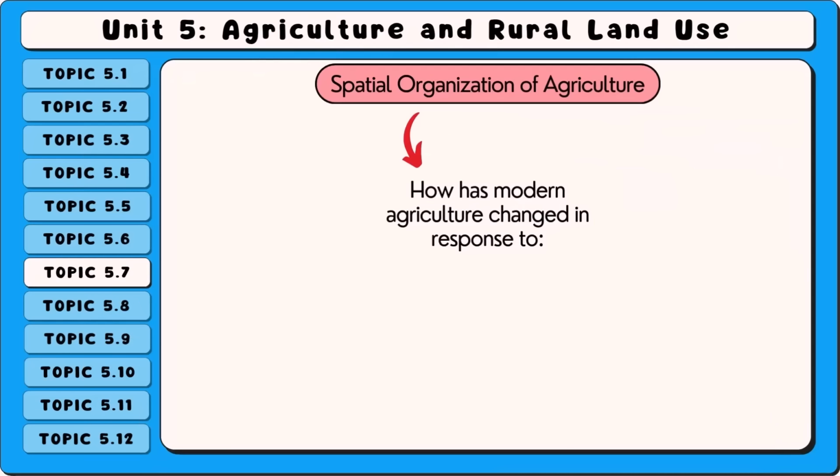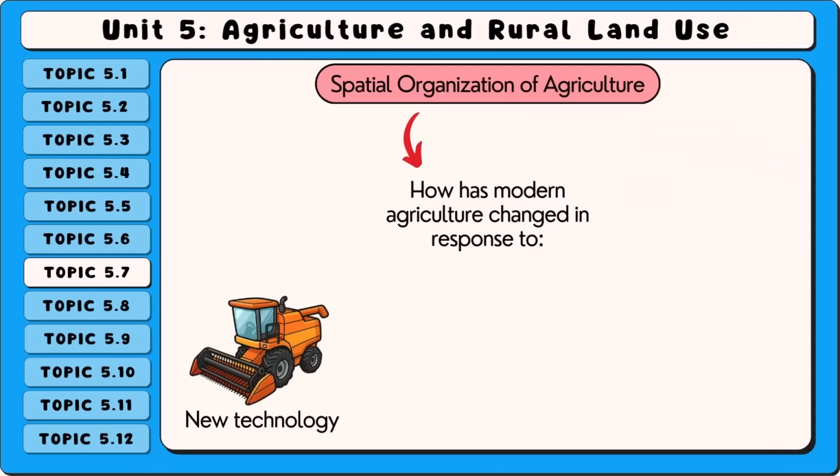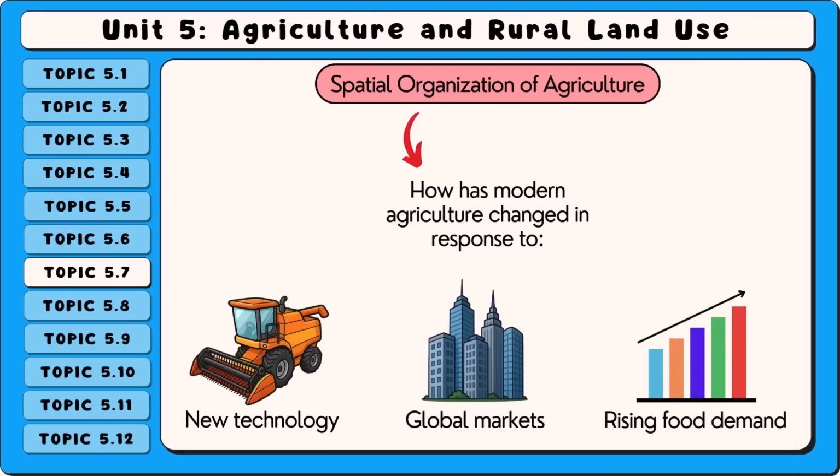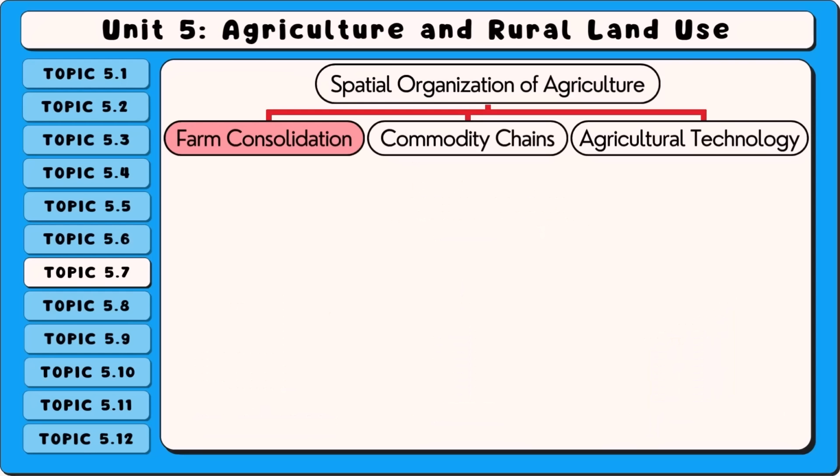In this lesson, we explore how modern agriculture has changed in response to new technology, global markets, and rising food demand. Farming today looks very different from how it did in the past. We'll start by looking at this shift in farm consolidation and why it's happening.